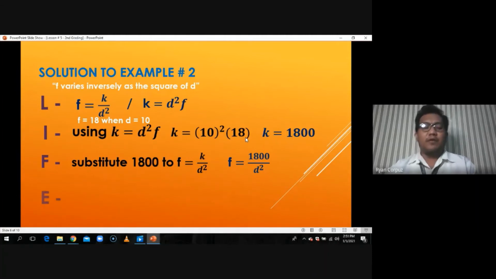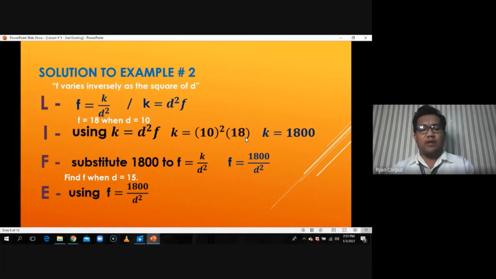Then, for the last step, since we already formed a new equation, which we call the equation of variation, let us make use of it to find the unknown in the problem. What are we looking for in the problem? It says, find F. What is that F we are referring to? That is the force of attraction. So, find the force of attraction when the distance is 15. F is what we are looking for.